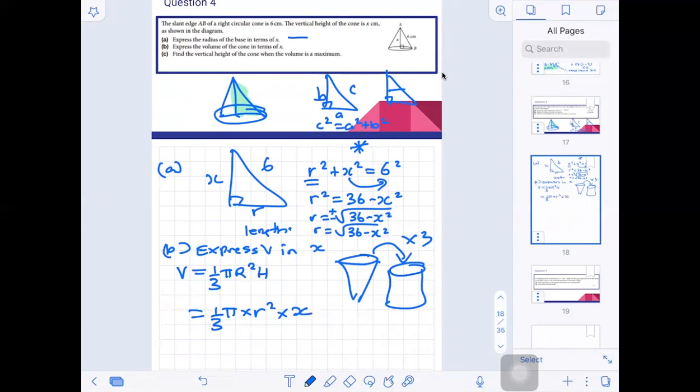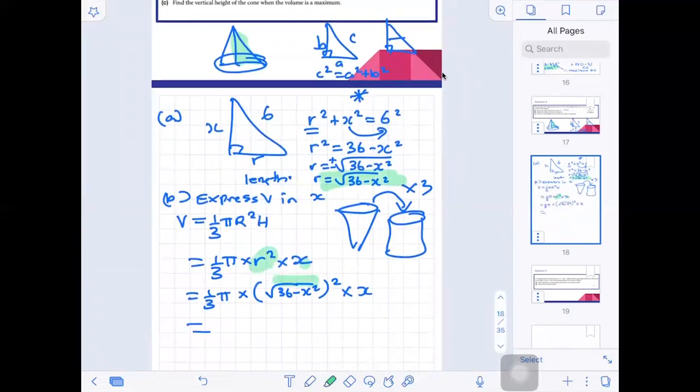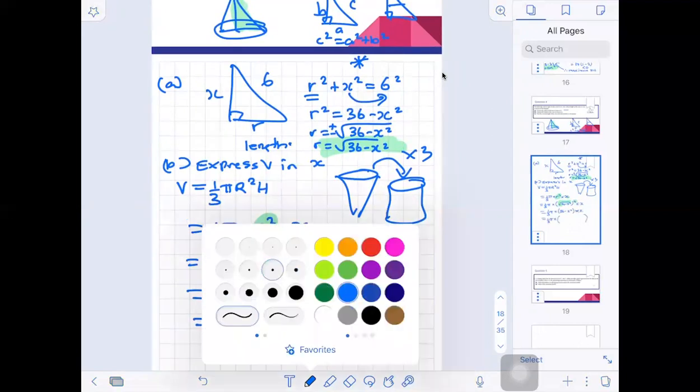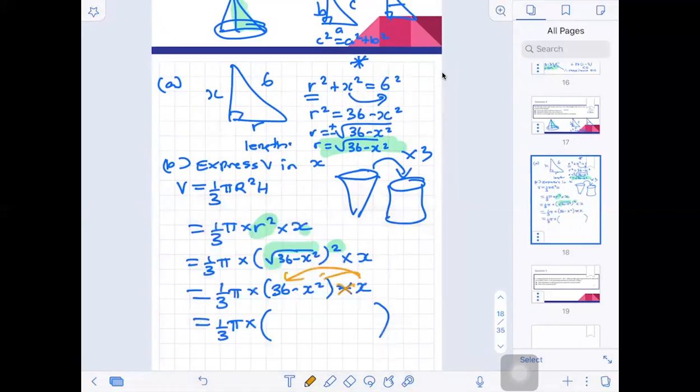So we want to get the volume in terms of x, so it's the r we need to get rid of. If we go back up to here where we found our r, it's 1/3 pi times root 36 minus x squared, times x. When you square a square root, it disappears. So it's 1/3 times pi, 36 minus x squared, times x. You can keep this constant out because it will just times the derivative. And rather than doing this as a UV, because it's two things multiplied, it's really easy just to expand that and get 36x minus x cubed.